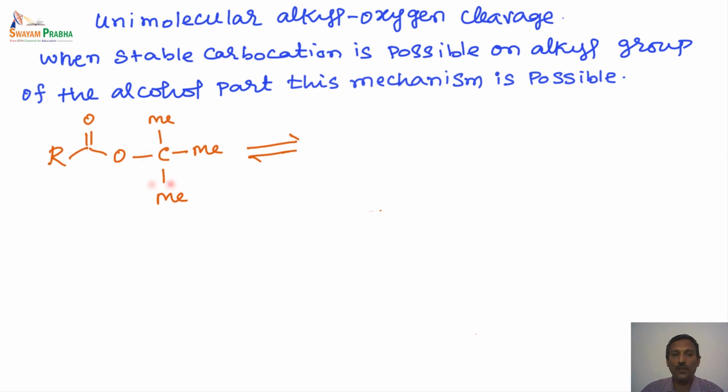So here we have a tertiary butyl group, oxygen and this particular carbon. If this particular bond is cleaved, then we will end up with a tertiary butyl carbocation, which is quite a stable species.